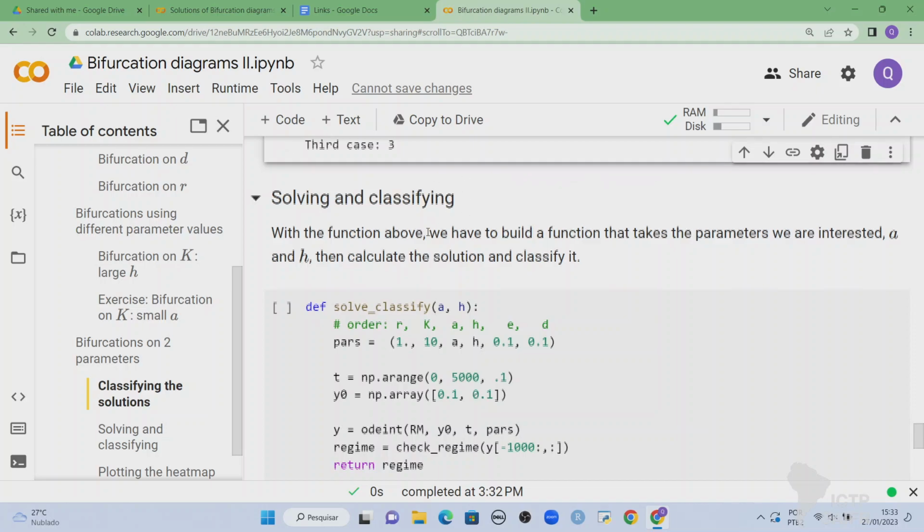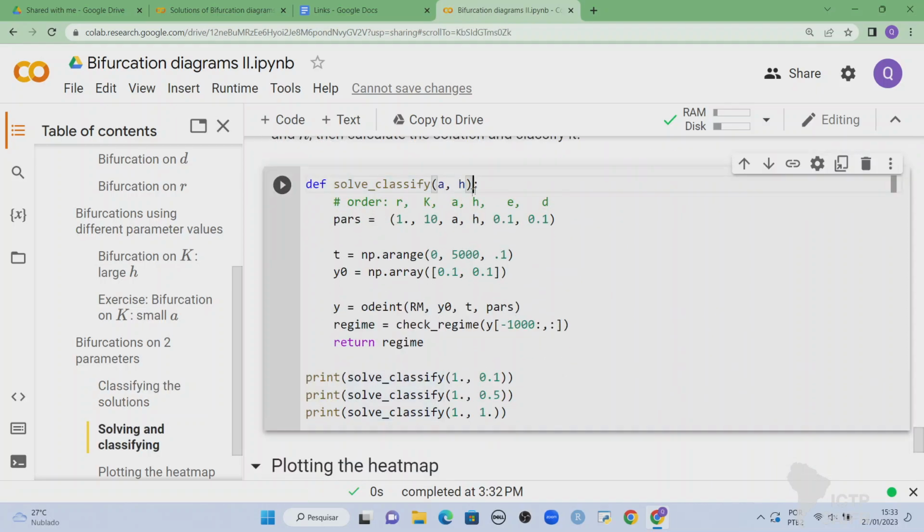So I have this function called solve and classify that receives the two parameters, and now it takes the previous parameters and changes the values of A and H, solves it for a long time, then takes the solution and checks which regime it falls into, okay, with the last 1,000 time steps, and returns this value here that should be 1, 2, or 3.